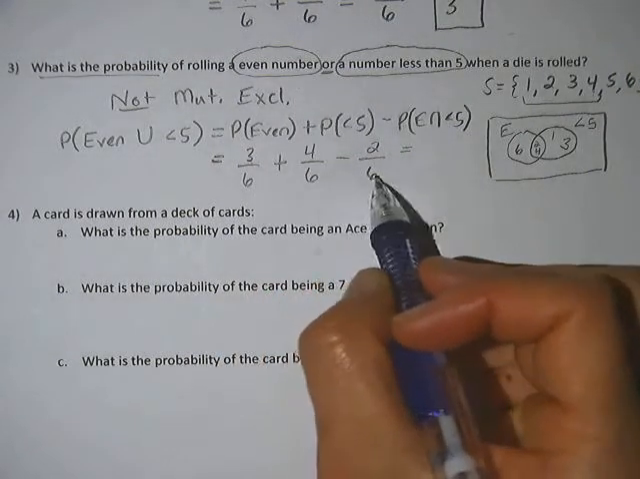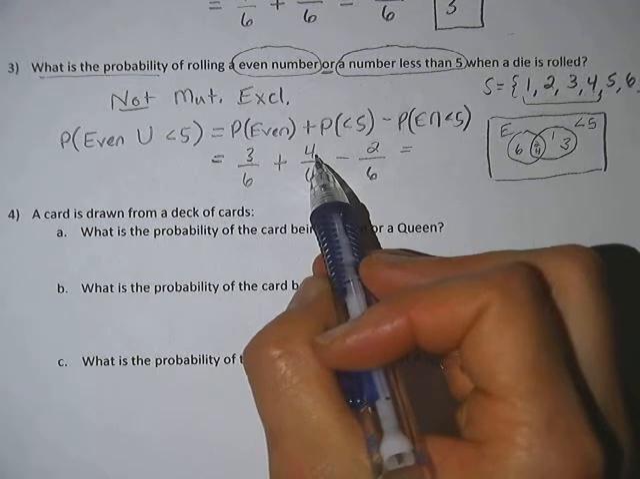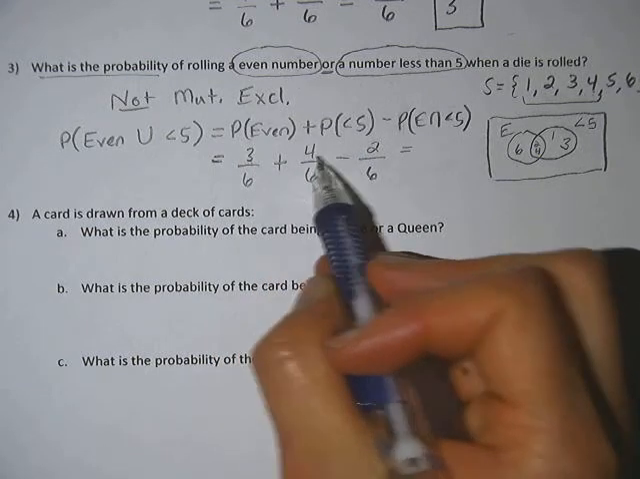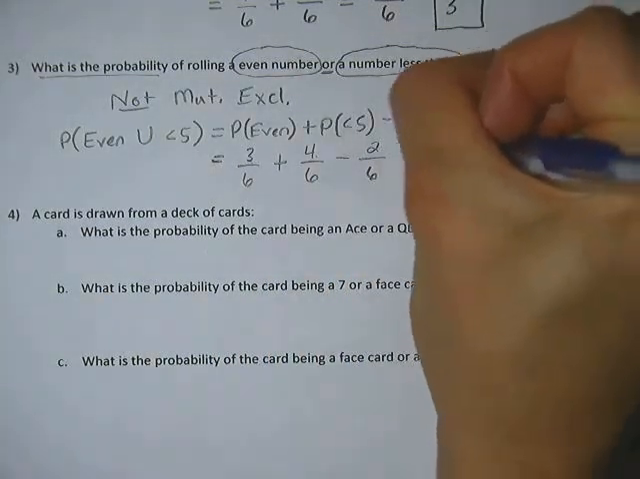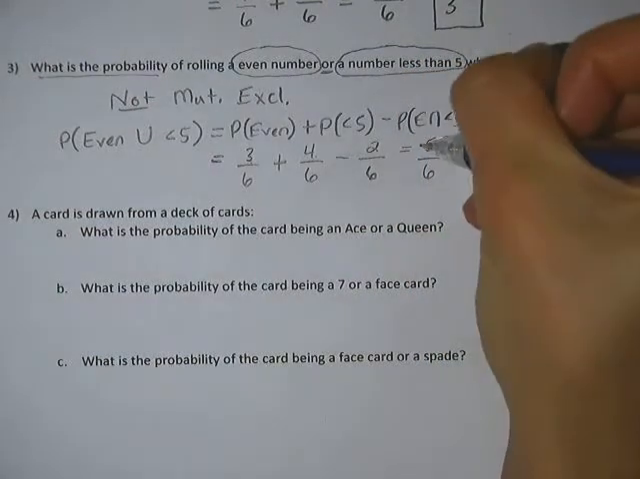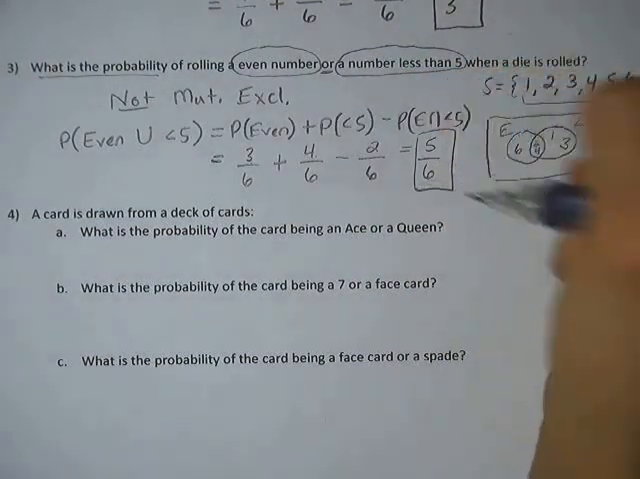So the denominators are all the same. So just combine the tops. So 3 plus 4 is 7, minus 2 is 5. So it'd be 5 out of 6. And then that doesn't reduce, so that is as far as we can go.